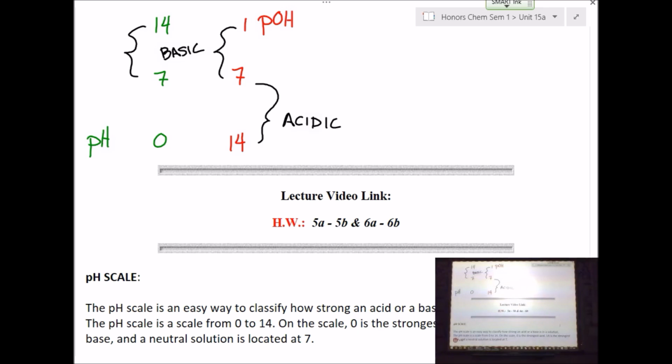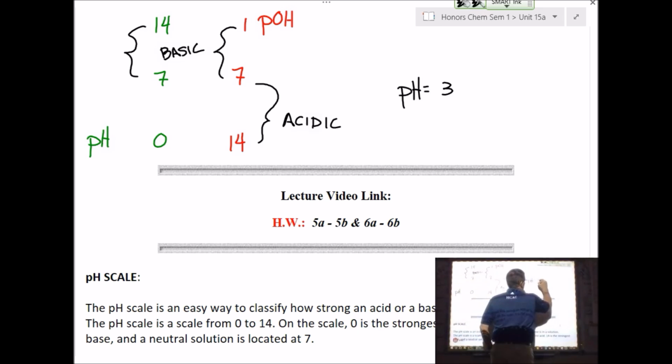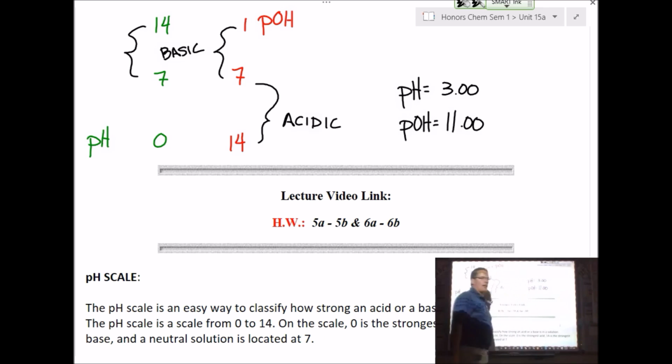So if I gave you, say, pH is equal to 3 and the pOH is equal to 11, then we can say that that's what? An acidic or basic solution? An acidic solution because of where it falls in the range there. Good.